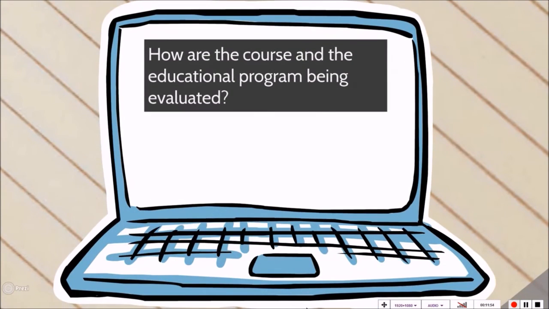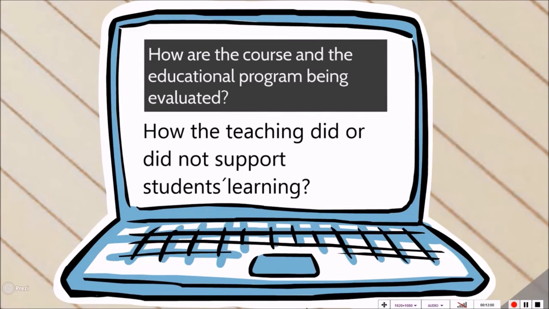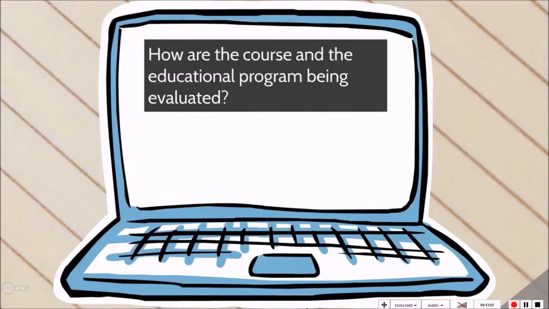Students should not be asked, for example, whether the teacher was good, but instead how the teaching did or did not support the students' learning. Also, the students' own evaluation of the amount and quality of their work should be asked. This directs the student to understand that their actions are central in their own learning.